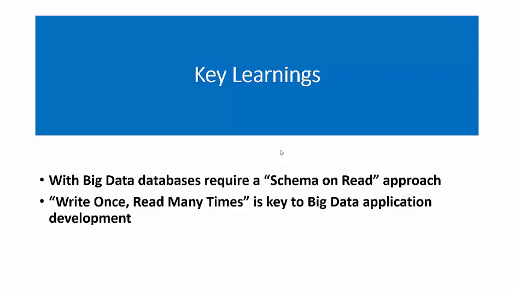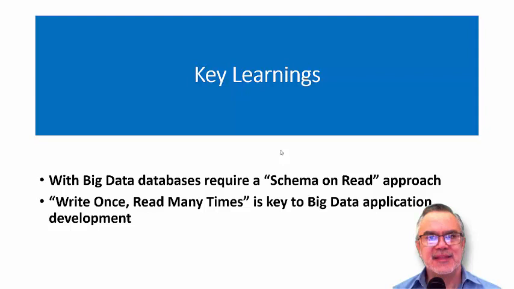So the key learnings here are really this. With big data databases, they require a schema on read approach. That just has to be the way it is. Over-modeling the data means you start to lose the granularity of it. You start to manipulate it in such a way that you may change the meaning. And this is all happening based on business rules that maybe don't even apply to a particular use case yet or an application's need. And in doing this, you set up a situation which is actually fairly high performance in that you write the data once and you read it many times. This, again, is key to big data application development.